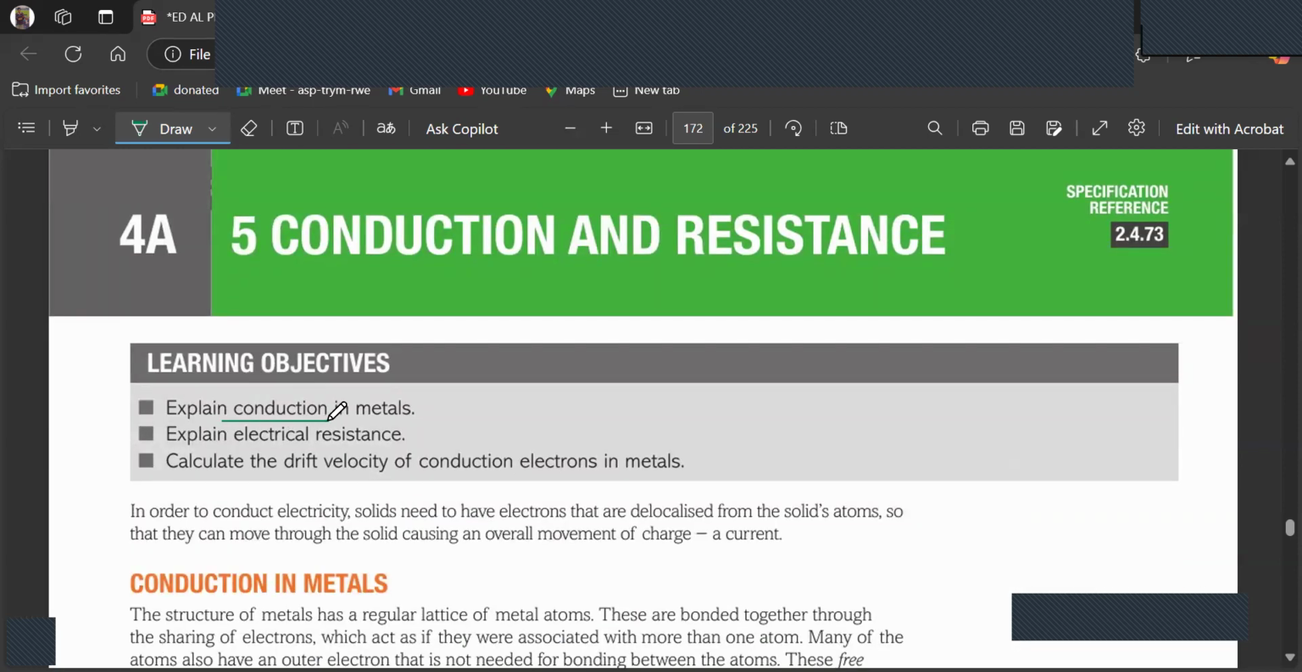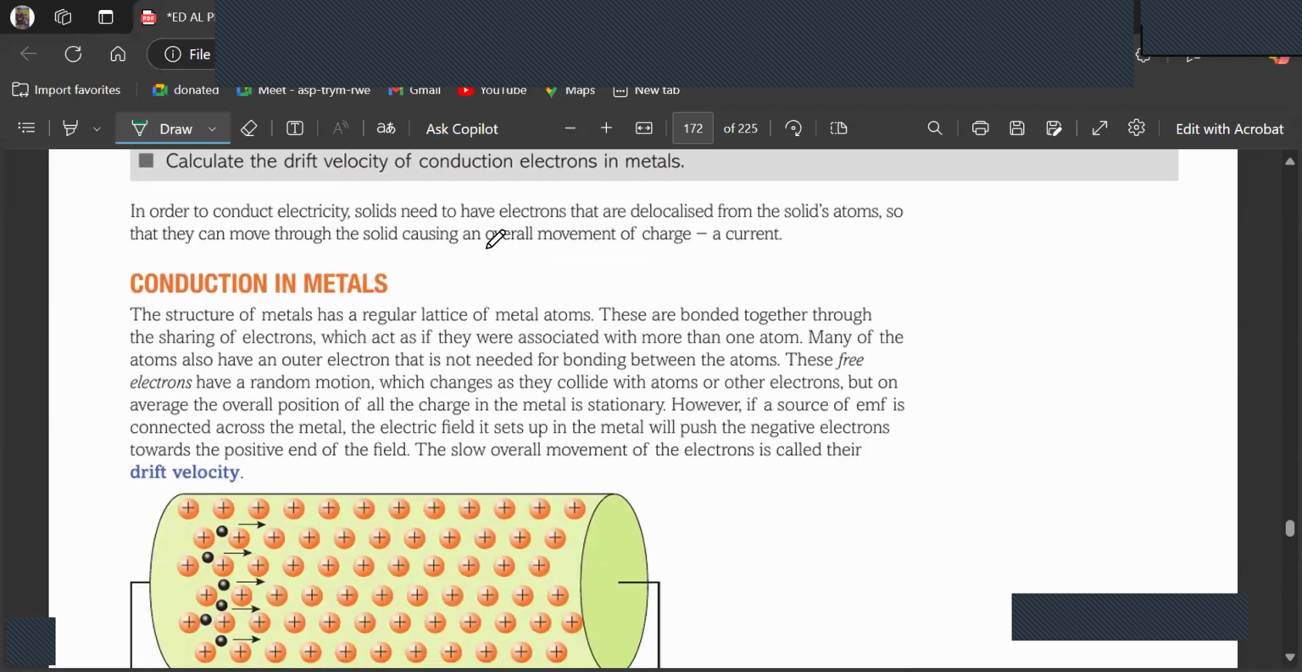What is the meaning of conduction? Conduction is when you're conducting, for example, electricity. Electrons move between metals. How are electrons able to perform conduction? Because electrons are negatively charged, and there's a sea of delocalized electrons in metals, which allows them to flow. In order to conduct electricity, solids need to have electrons that are delocalized from the solid's atoms so that they can move through the solid, causing an overall movement of charge, which is a current.